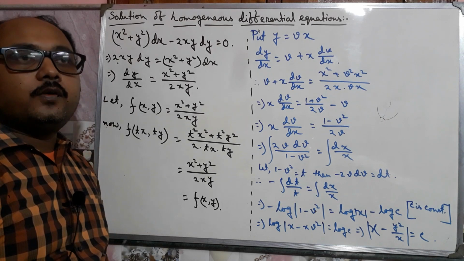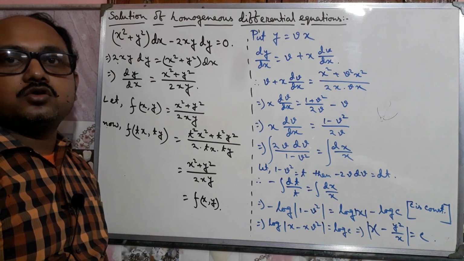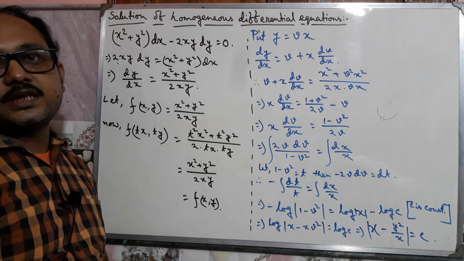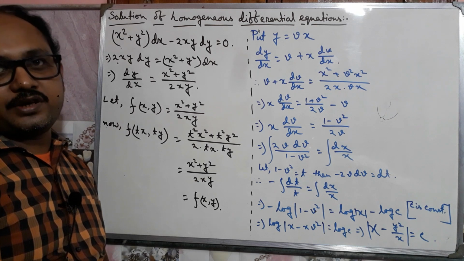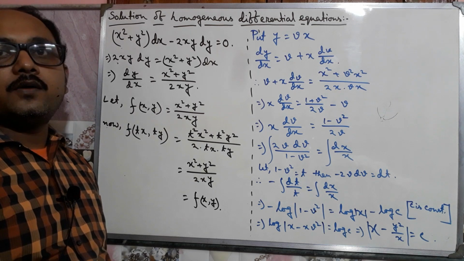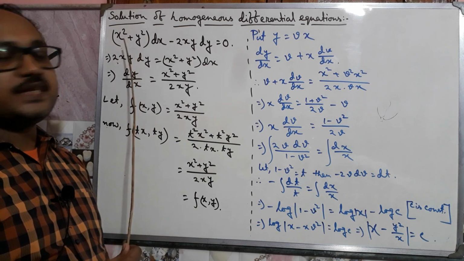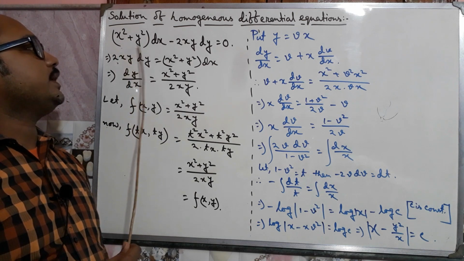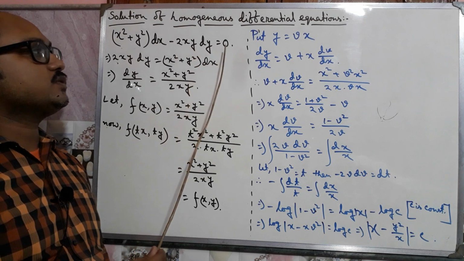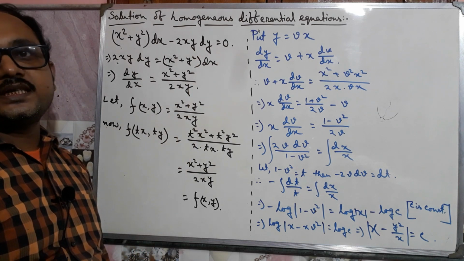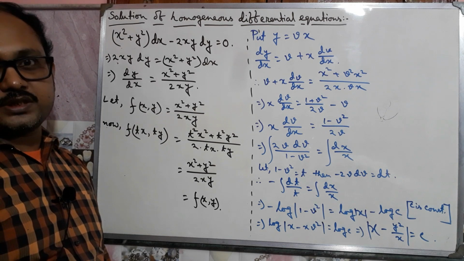In this video, we shall discuss the solution of homogeneous differential equation and linear differential equation. Now, an equation is given: (x square plus y square) dx minus 2xy dy is equal to 0. How can we check that this equation is a homogeneous equation?